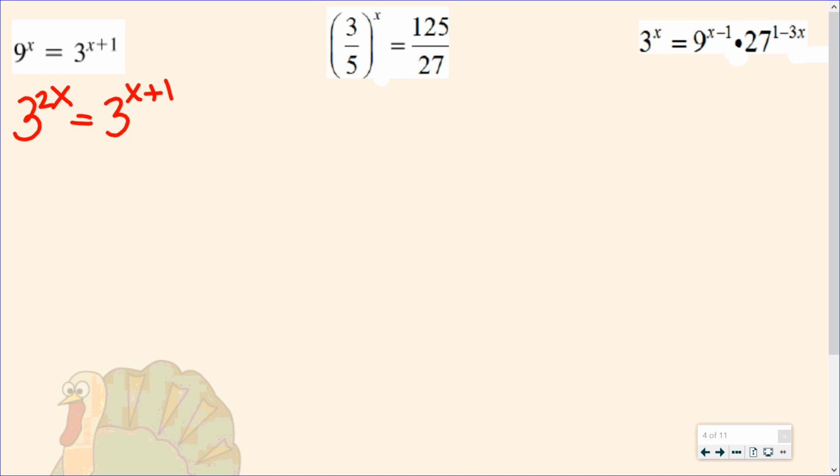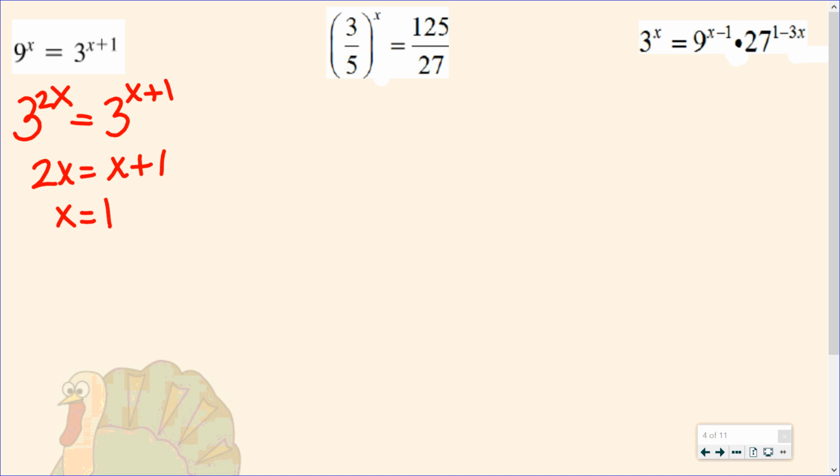Same piece to start, we want to obtain the common base on each side, drop the bases, and I have 2x equals x plus 1. Solve for x now. What do you do first? Subtract x, which will just give me a 1x equals 1, and then x equals 1. Okay.